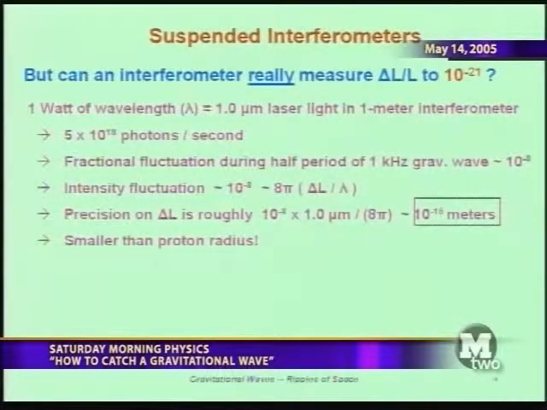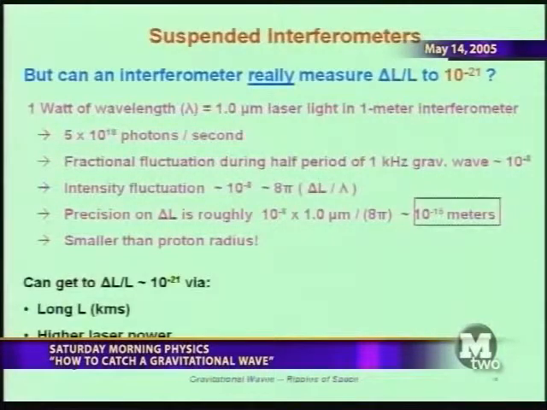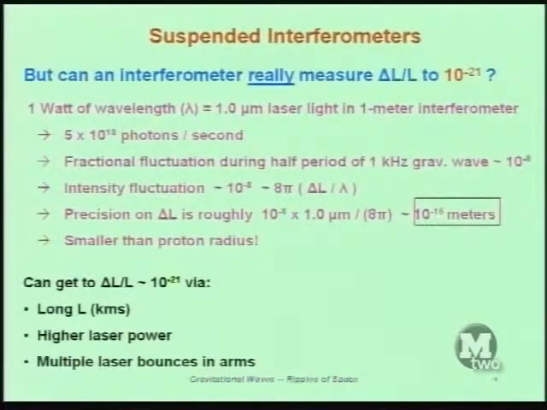Now, we have to do better than that in order to measure gravitational waves. And the way you do better than that is, first of all, to use a longer L than 1 meter. We use 4 kilometers instead of 1 meter. That helps. We also use a higher laser power, and we also use multiple laser bounces in the arms. I'll come back to that in a minute or two.